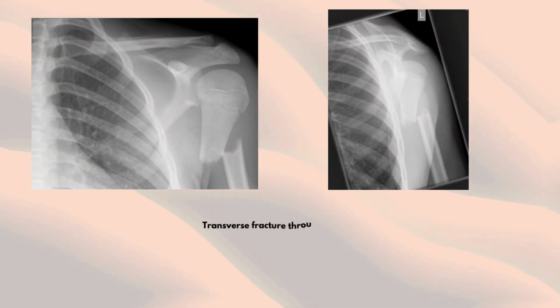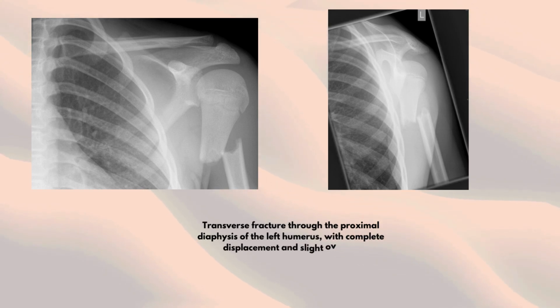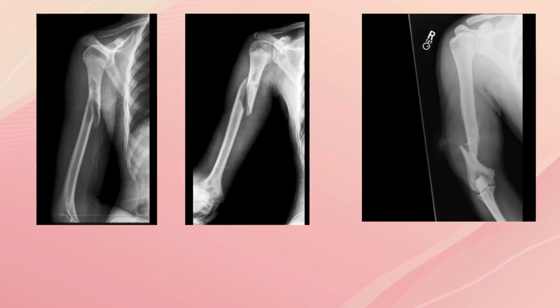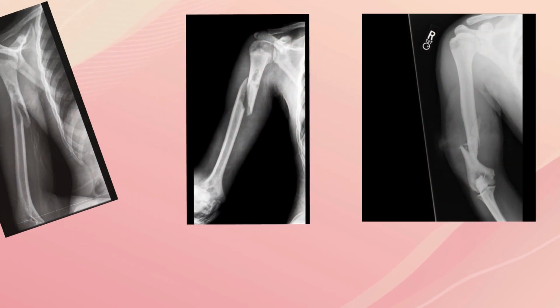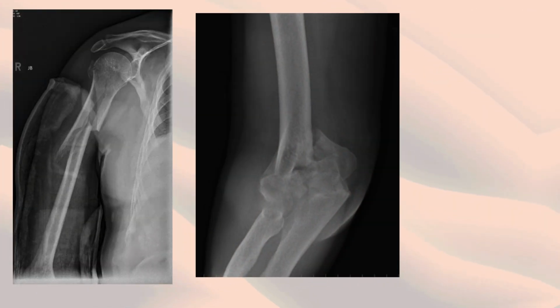These are the radiographs, AP and lateral view, showing the transverse fracture of the proximal part of the humerus. These radiographs are showing the spiral type of fractures in the humeral shaft. These are the two radiographs showing the humerus fracture. The first one is the spiral fracture of the middle shaft of the humerus, and it has a greater risk of injury to the radial nerve.